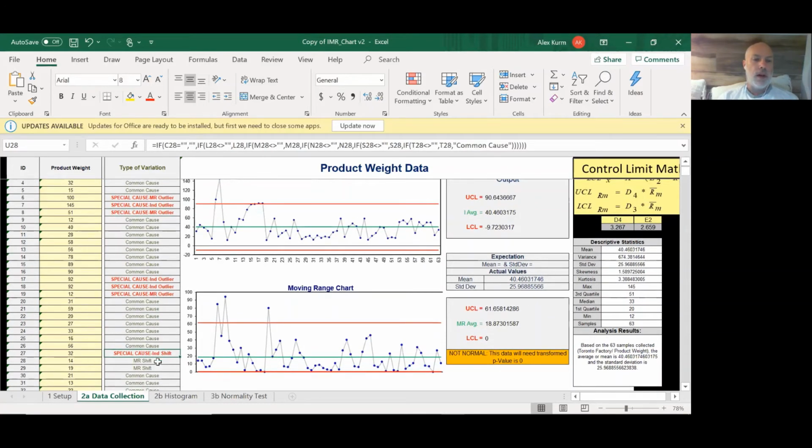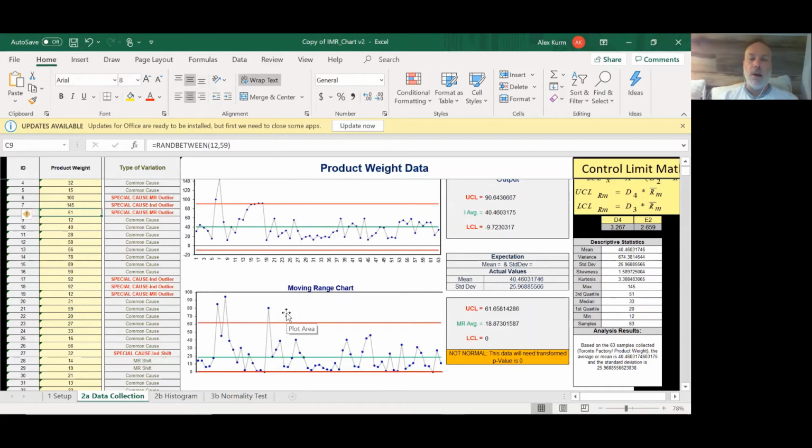So there's a shift in the mean. See, it says special cause ind shift, which is individual shift, or special cause individual outlier. If it's MR, that means moving range. So there's a moving range that went out of control right here. So data point 8, in fact, is actually referring to the moving range chart that's out of control. Okay, so it's really, really quite good.